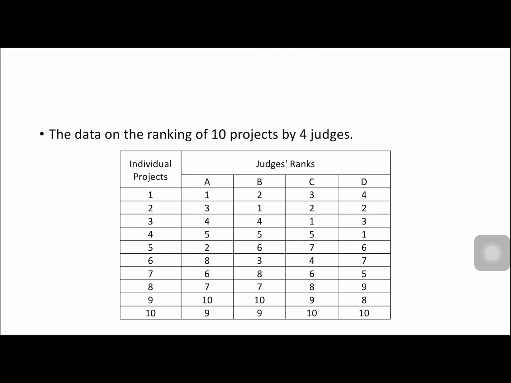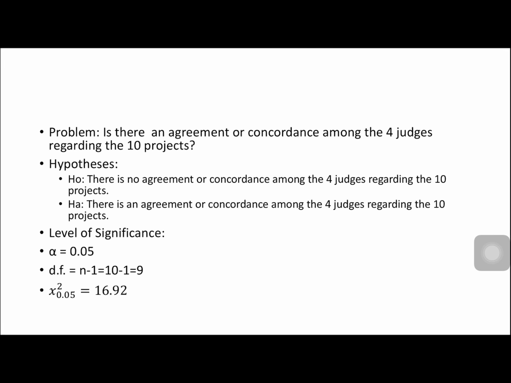For our example problem, we have here data on the ranking of 10 projects done by 4 judges. For the problem statement, is there an agreement or concordance among the 4 judges regarding the 10 projects? For our null hypothesis, there is no agreement or concordance among the 4 judges regarding the 10 projects. For our alternate, there is an agreement or concordance among the 4 judges regarding the 10 projects. For the level of significance, we will be testing this at alpha equal to 0.05.